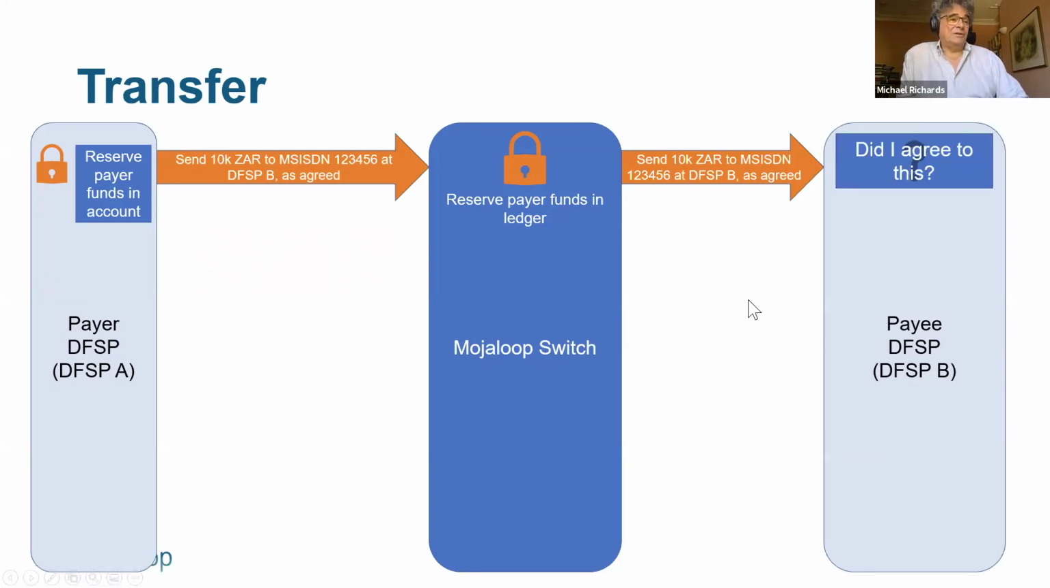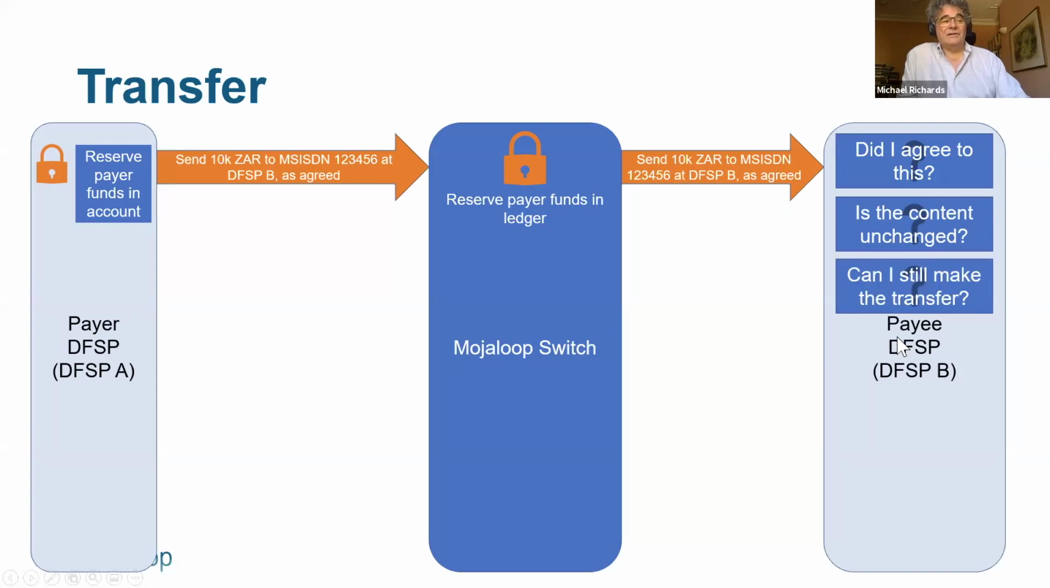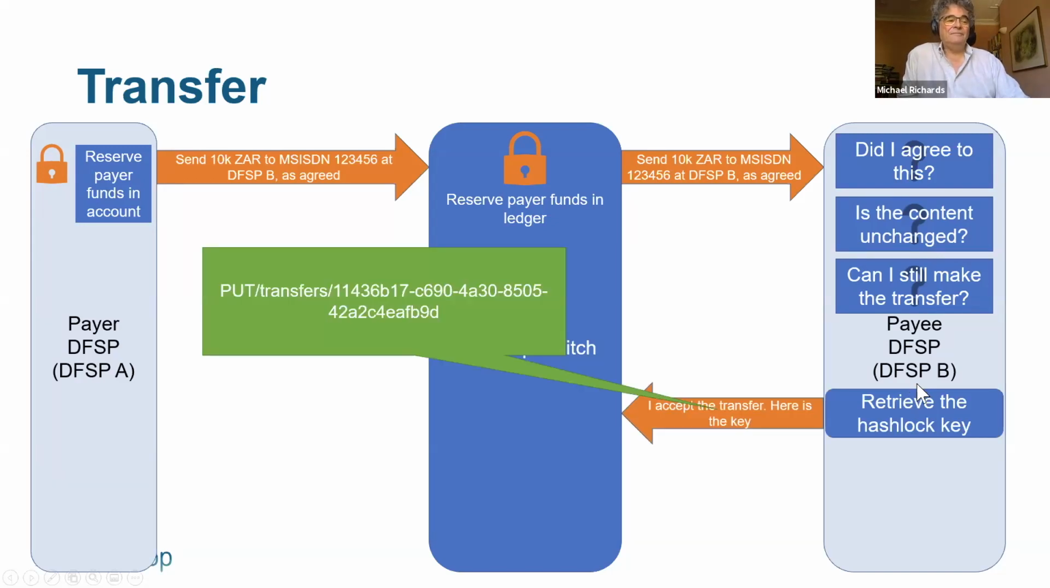So the payee, first of all, says, did I agree to this? It looks at the content of the transfer request. It checks it with its private key that it used to sign it in the first place and confirms that it did actually assent to this transfer and that nothing has been changed subsequently. It asks whether the content's changed or not. It asks whether it's still possible to make the transfer. As I said, it's possible that the account might have been suspended or a limit might have been breached. And if it can, it retrieves the hash lock and sends it back with a message that says, I accept this transfer. Here is the key.